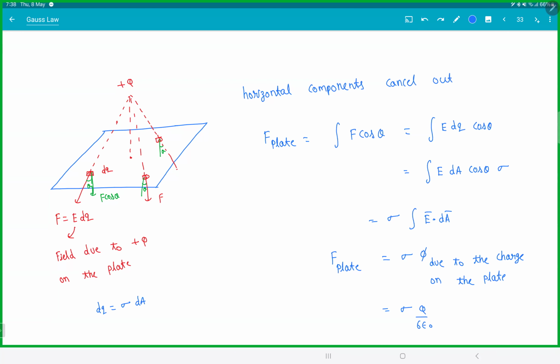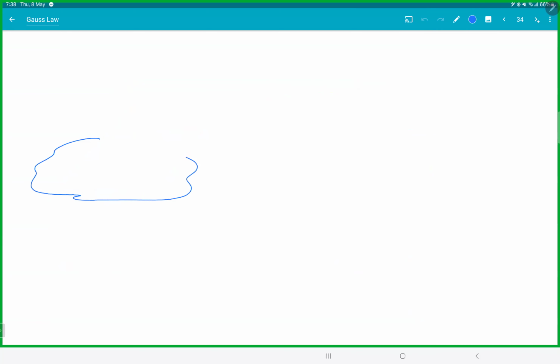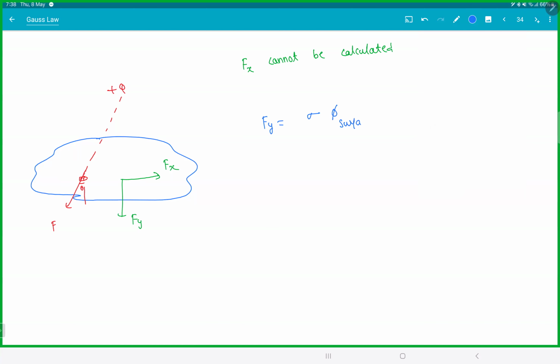We have taken a random point, dq charge. We have taken a random field, E bar. Then we said only f cos theta add up. So this thing, you can generalize it more. If you take any random shape, and if you put a plus q charge here, I can do the same story here. So here you will get two forces, F vertical and F horizontal. Fx cannot be found. I need more data. But if you want to find Fy, you can use this thing. So Fy will be sigma into flux through that surface due to the point charge.